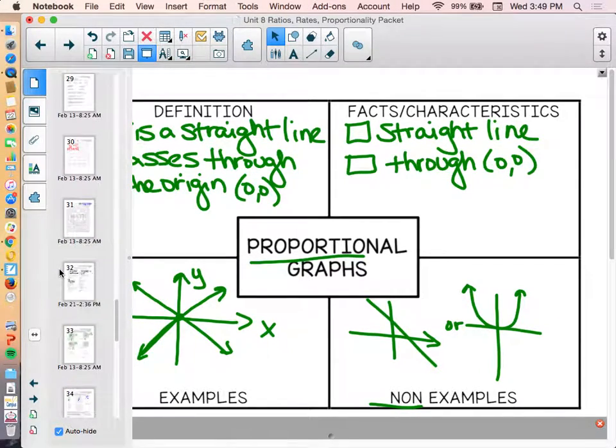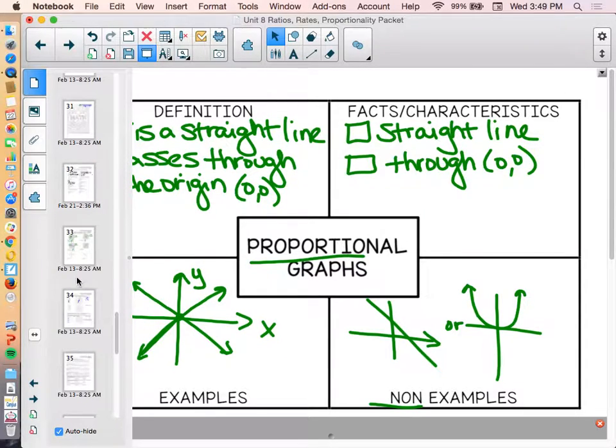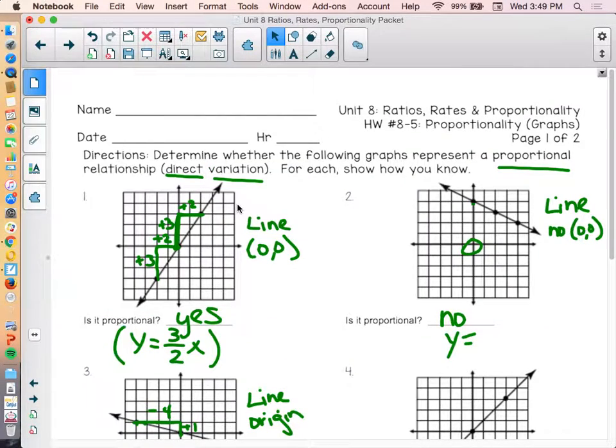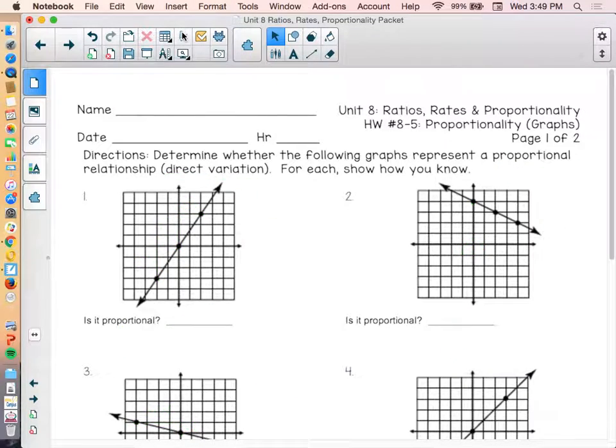All right, moving forward to the homework. The homework is later in the packet, and it looks like this. I'll erase my notes so I can go over this again with you. Here we go. We need to determine whether the following graphs represent a proportional relationship.